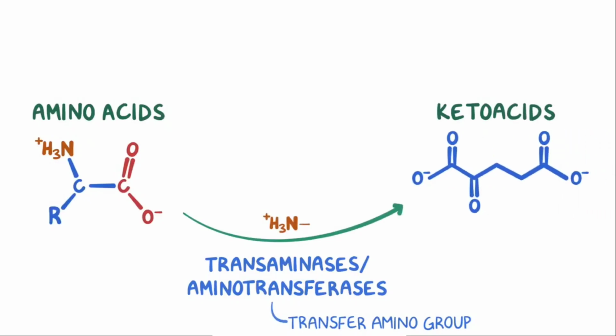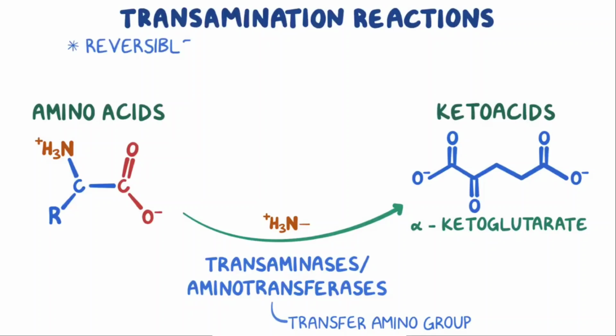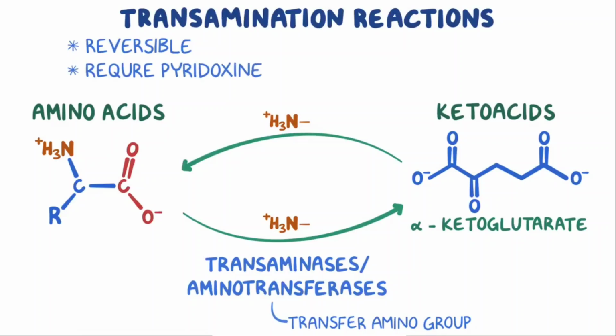To do that, a group of enzymes called transaminases or aminotransferases transfer that nitrogen-containing amino group from amino acids to keto acids, like alpha-ketoglutarate. These reactions are called transamination reactions, and they're reversible reactions, meaning that the reaction can go in either direction using the same enzyme. And generally speaking, transamination reactions require pyridoxine, or vitamin B6, as a cofactor to help move things along.